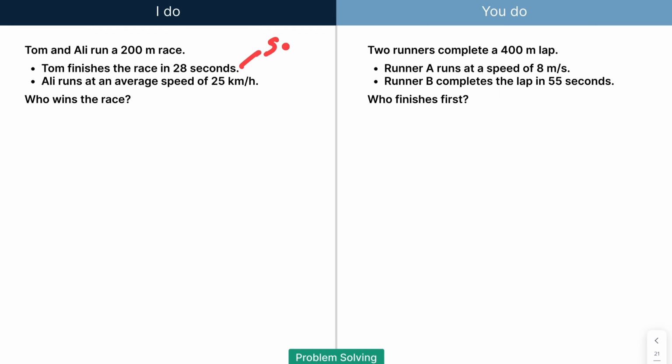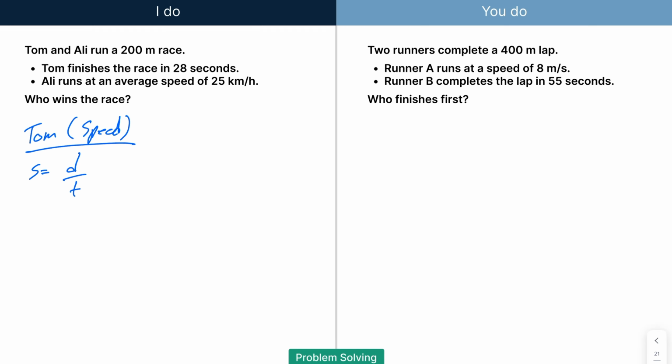So it's completely up to us here what we find. We either find the time it took Ali and compare that, or here we find the speed and compare that. I'm going to go with Tom, and I'm going to find his speed, because if I know the speed of Tom, I can then compare that to the speed of Ali and figure out who was quicker. So we need the speed, which is distance over time.